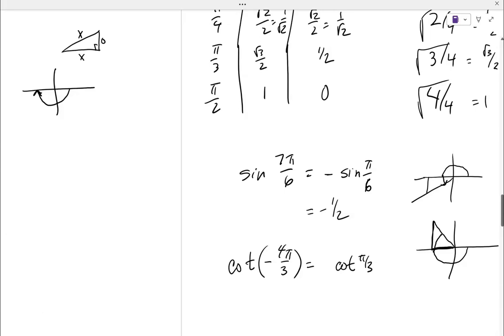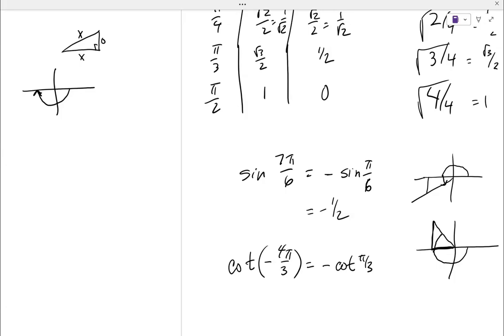If we think about our reference triangle, your opposite side, is that positive or negative? Positive, because we're above the x-axis, right? But your adjacent side is negative. So cotangent is going to be positive divided by negative, so it'll be negative, right? So our cotangent of negative 4 pi over 3 is the same as negative of cotangent of pi over 3.